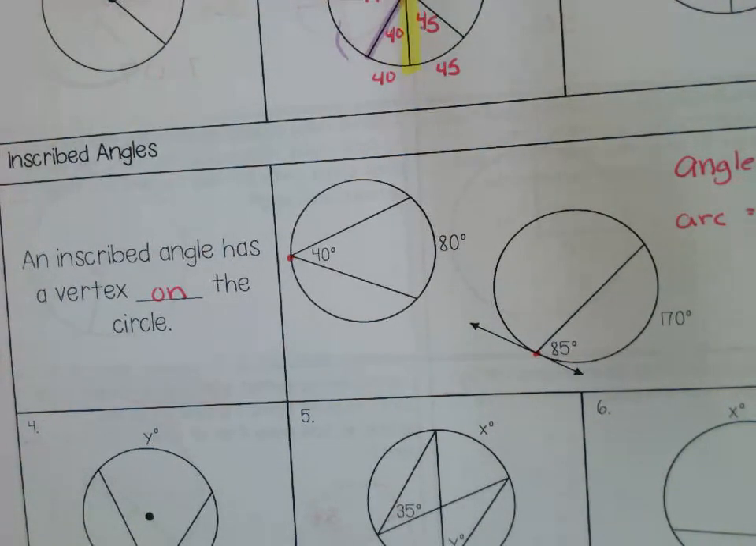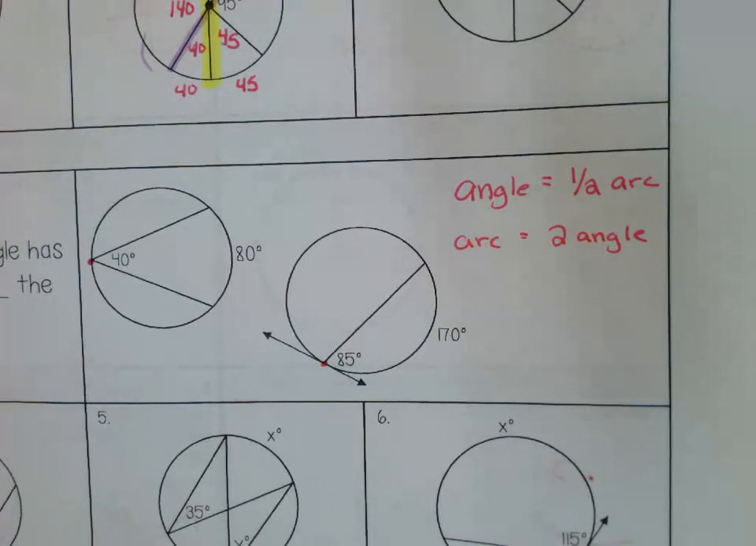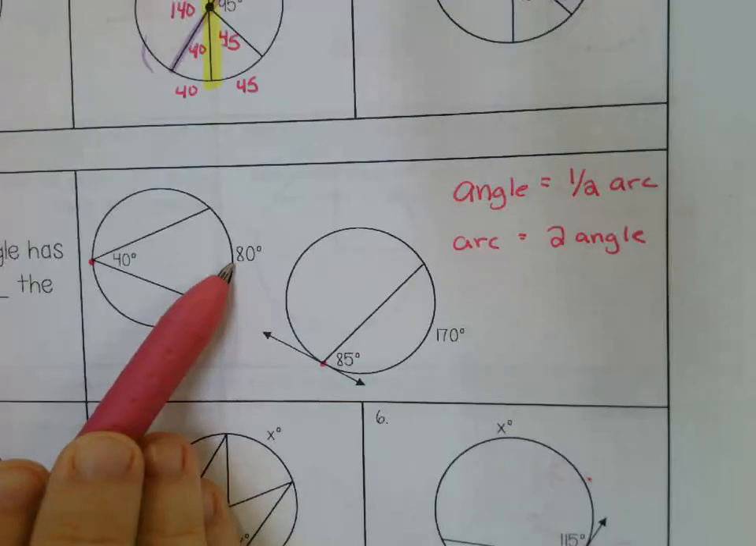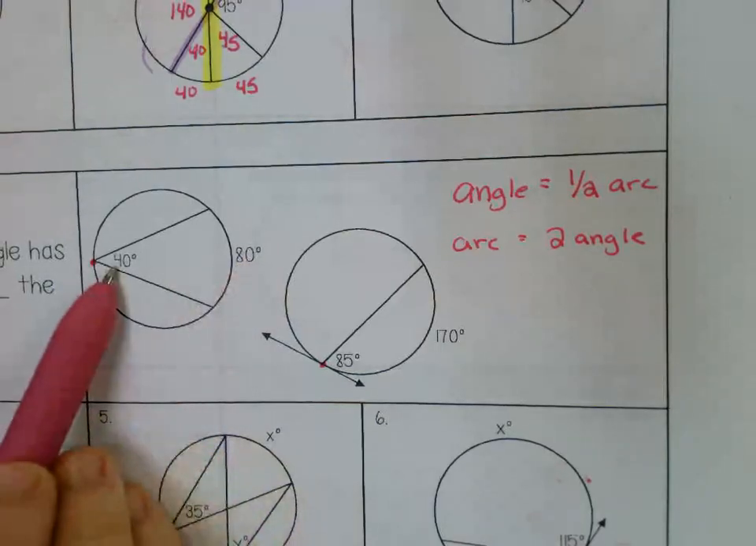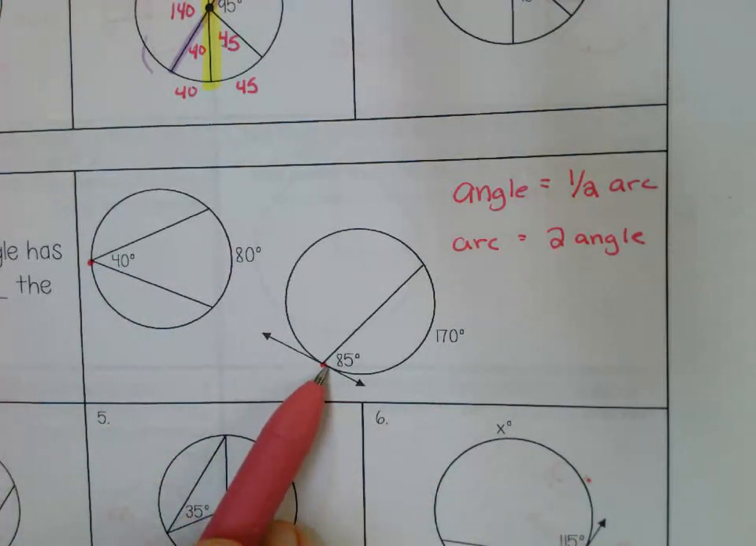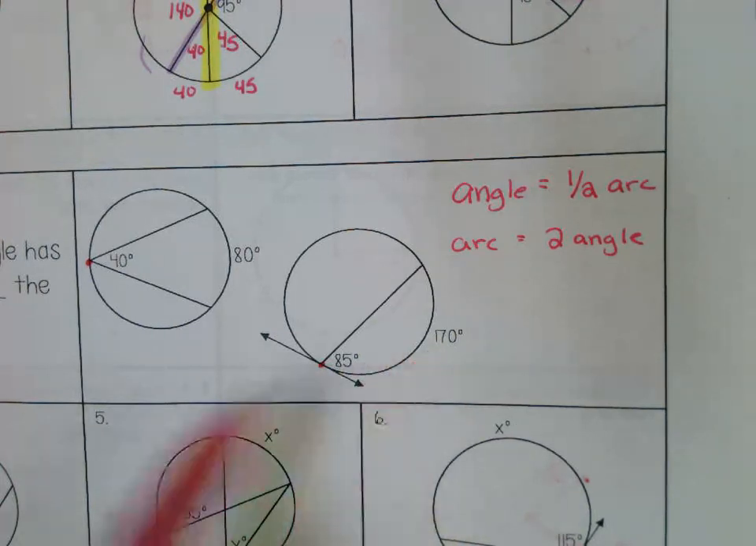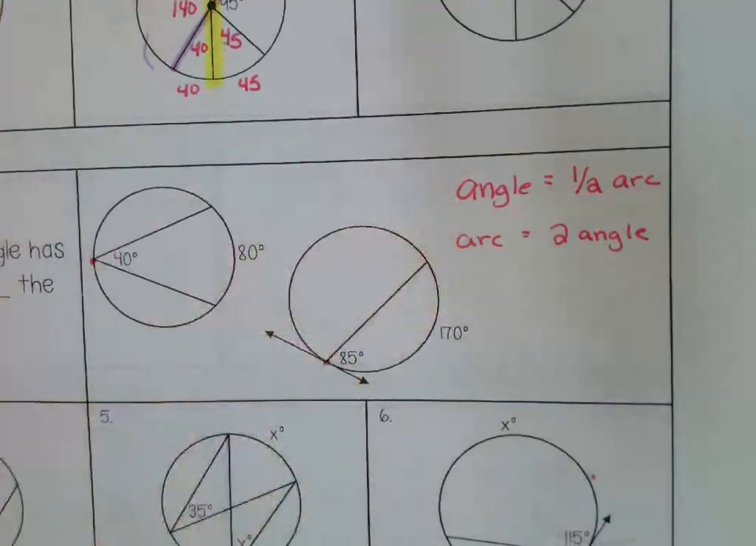Angle measure is equal to half the arc, or you can look at it as the arc is equal to 2 times the angle. So let's look at the one we're doing, this one right here. So I have 40 degrees. 2 times 40 is 80. Or 80 divided by 2 is 40. So if you're given one, you can find the other. Okay, on this one, it says that from here to here is 170 degrees. Half of 170 is 85, or I can double 85 and I get 170. So either of these work, so you can find either if you have the other piece.